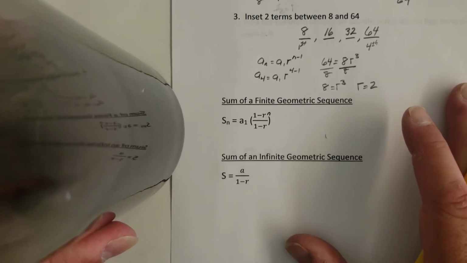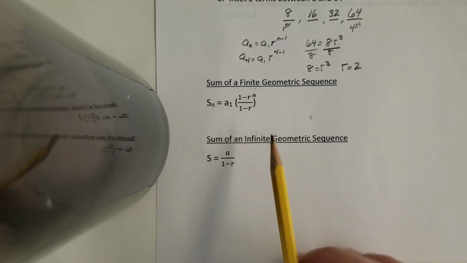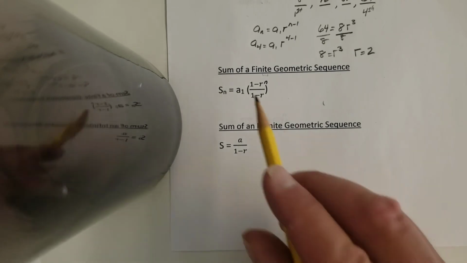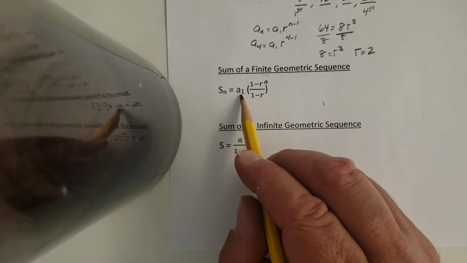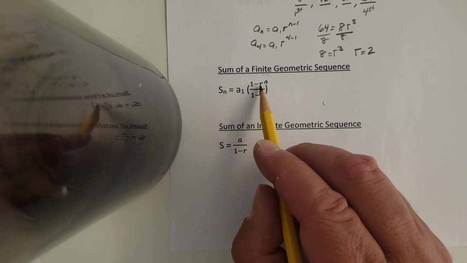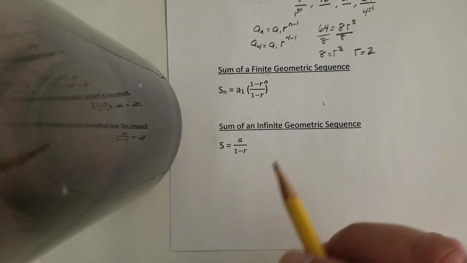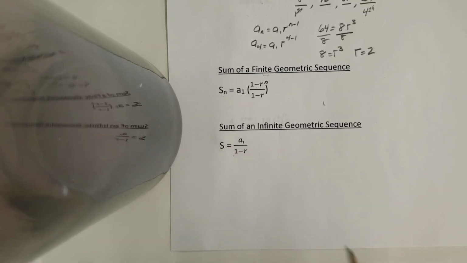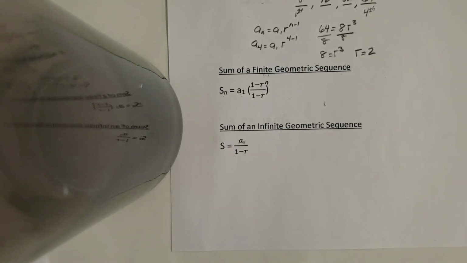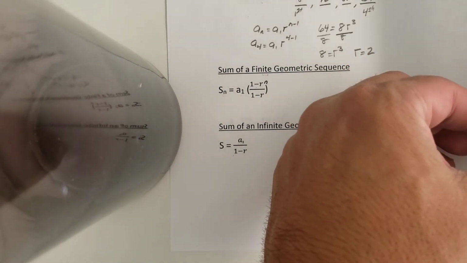A finite geometric sequence and an infinite geometric sequence. A finite is one that ends. Infinite goes on and on. So when you're looking for the sum of a number of terms, you take your first term and then a fraction: 1 minus your ratio to the nth power over 1 minus your ratio. And for an infinite, it's just your first term over 1 minus your ratio. It makes it a little simpler there. But the issue is you have to know which formula to use. We'll help you with that.